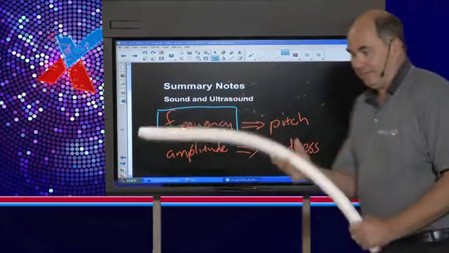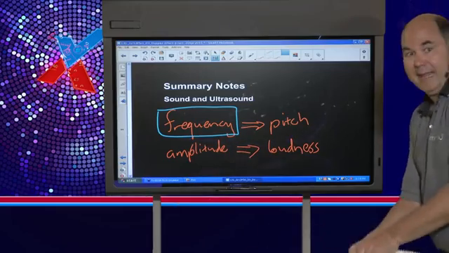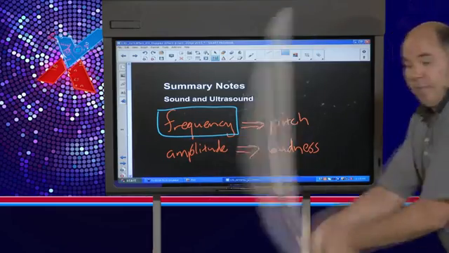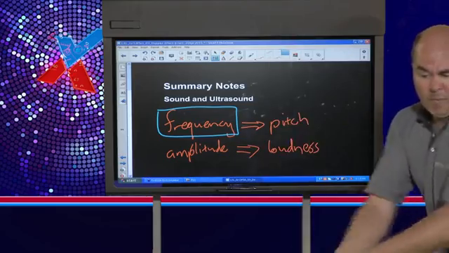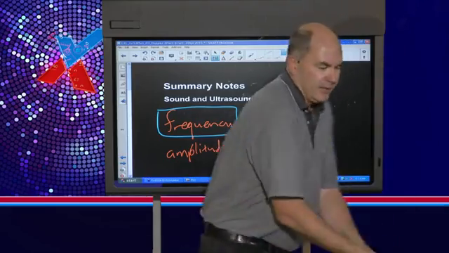But this time I'm going to stand this way, and hopefully I'm not going to knock the board. I'm also going to change the length. So let's go. Now that didn't work as well. So let's try it again.